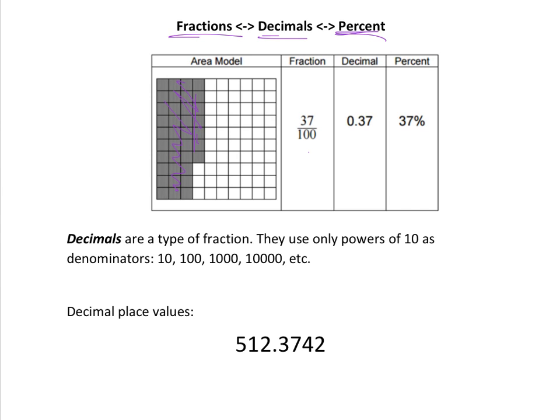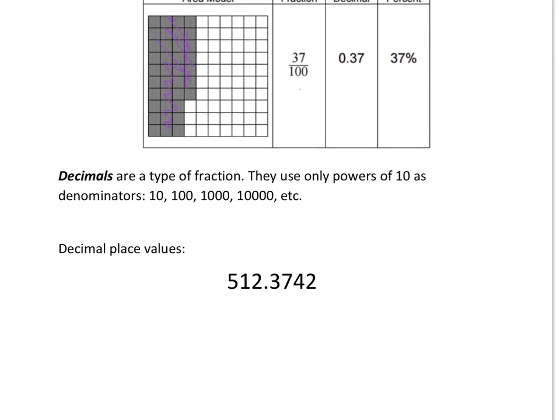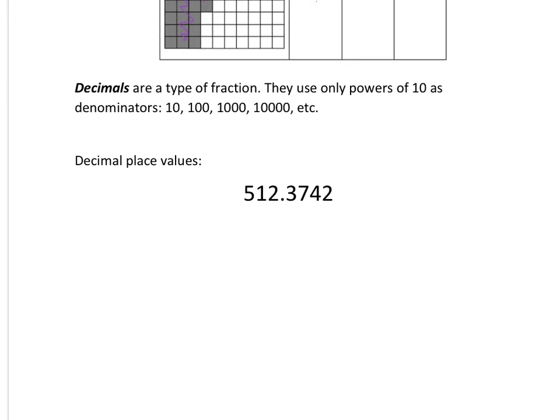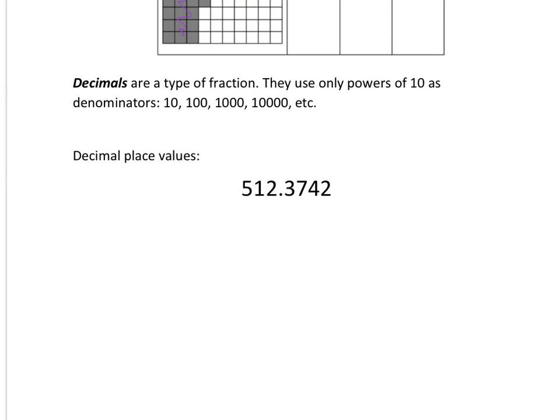So if we look first at decimals, they are a type of fraction, but they're a type of fraction that only uses powers of 10 as denominators. So for instance, the denominators can only be 10, 100, 1,000, 10,000, etc. We're going to look at the place value of this example, 512.3742. And we're going to look at the value of each of the numbers there.